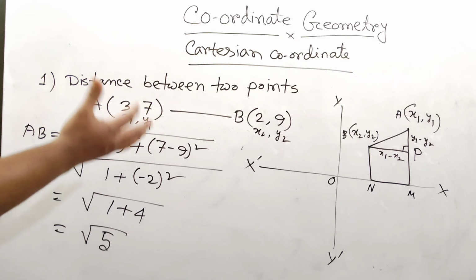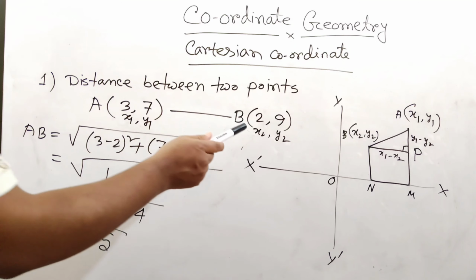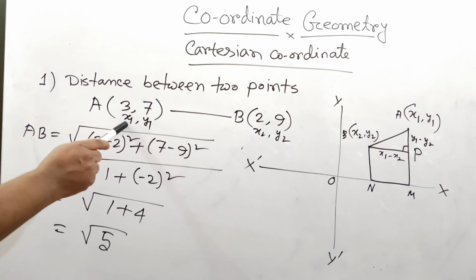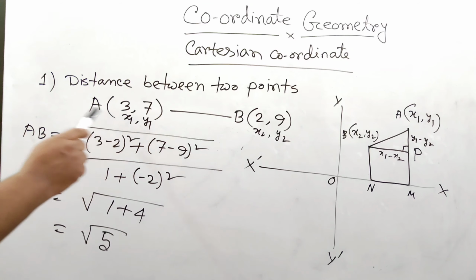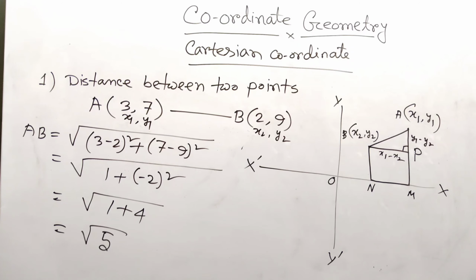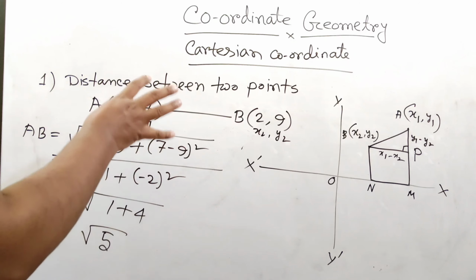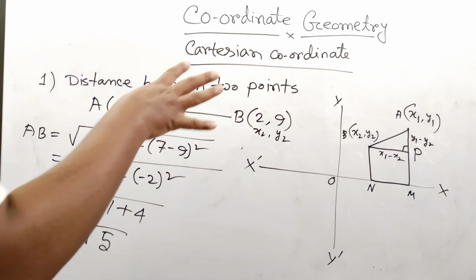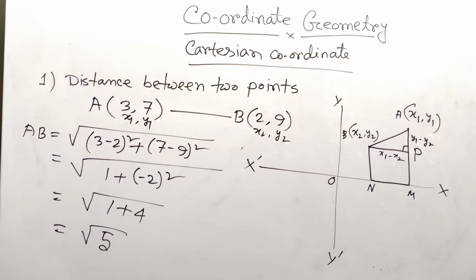It could be x1 minus x2. That means if someone would like to write x2 minus x1 or y2 minus y1, it does not matter. You can use either, because here the square number must be positive. Okay, this is the formula for finding distance between 2 points. Now I'll show another formula, that is number 2.